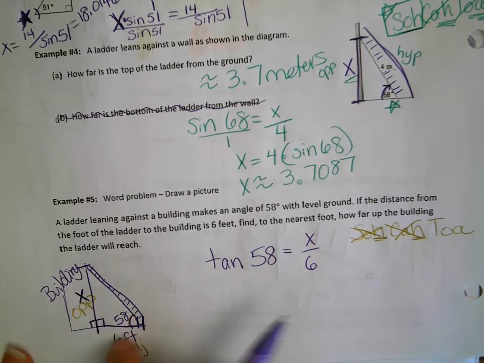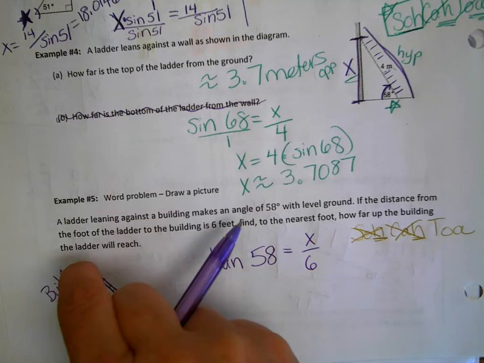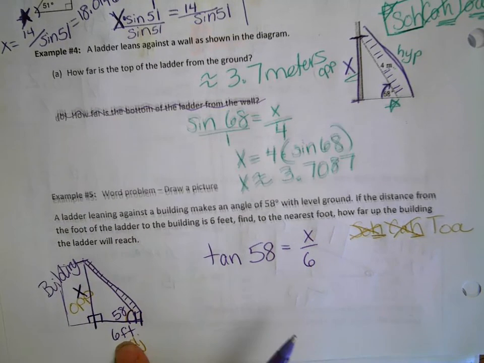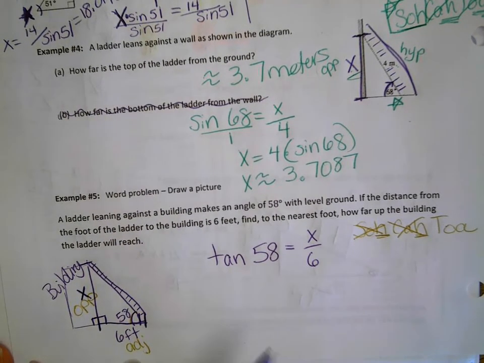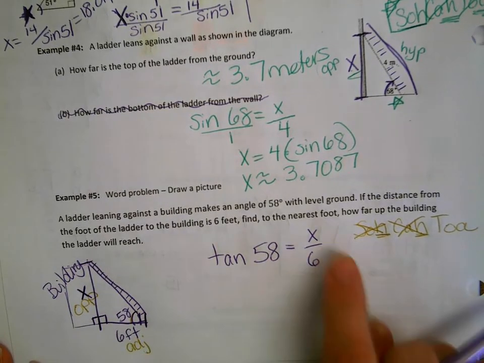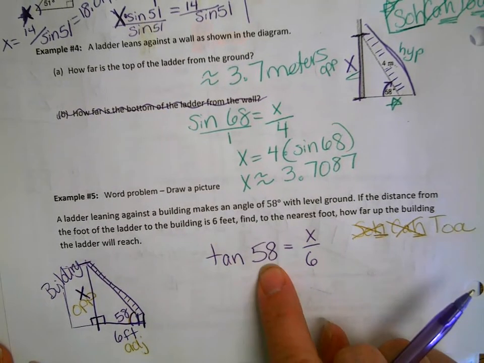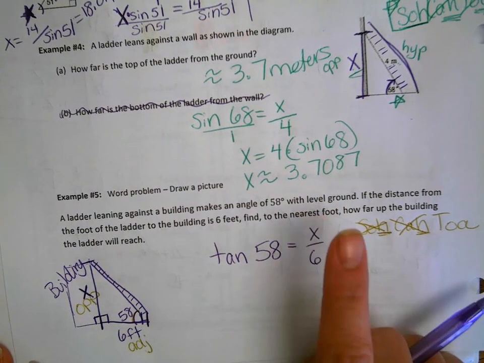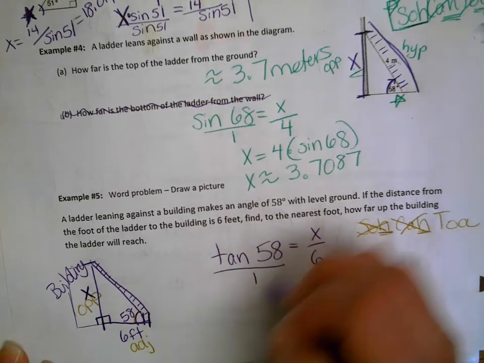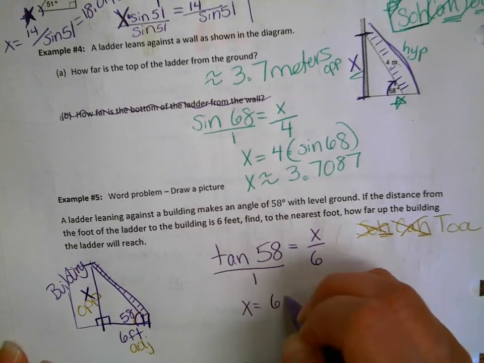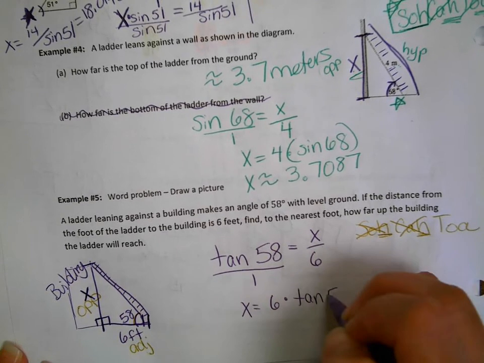So again, you have 3 measurements kind of given to you: what you're finding, the angle measure, and one of the other sides. So you decide the trig function based on the position in the picture. The angle measure goes next to that, equals what we're looking for over what we're given. Cross multiply, x equals 6 times tan 58.